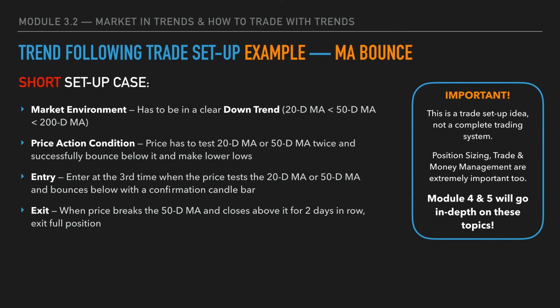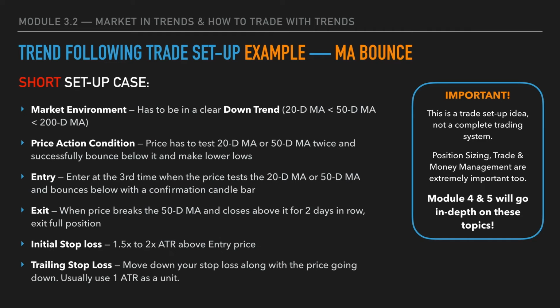When the price breaks the 50-day moving average and closes above it for 2 days in a row, you should exit your full position. The initial stop loss should be 1.5 to 2 times average true range, but this time above the entry price. Same thing, you should always use a trailing stop loss to maximize the profitability of the trend.